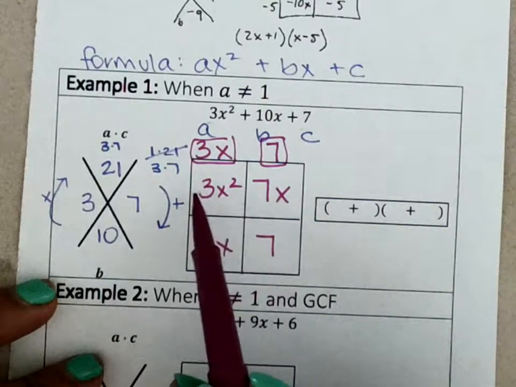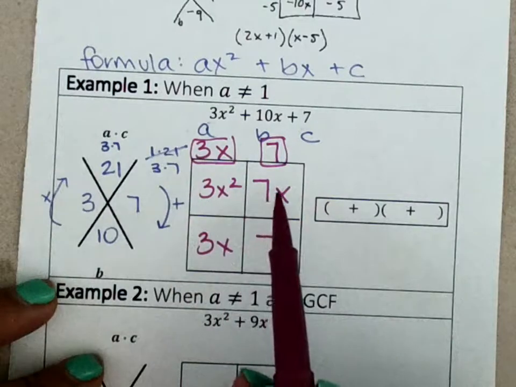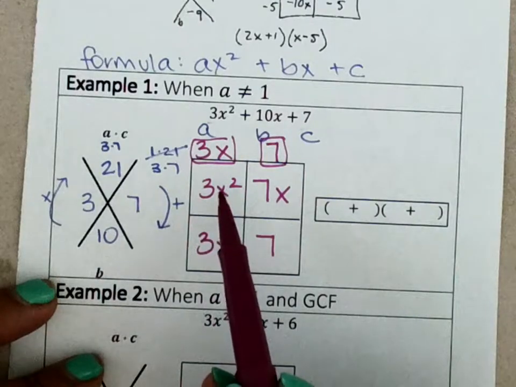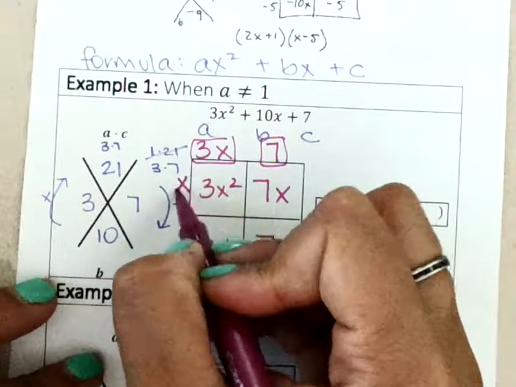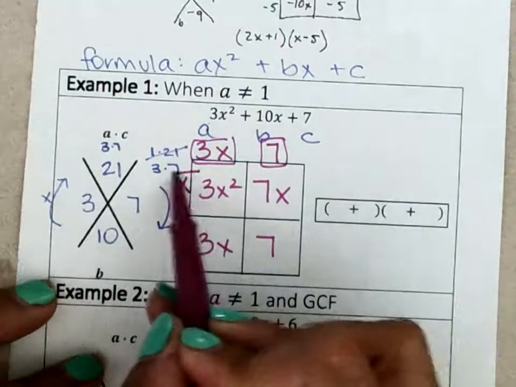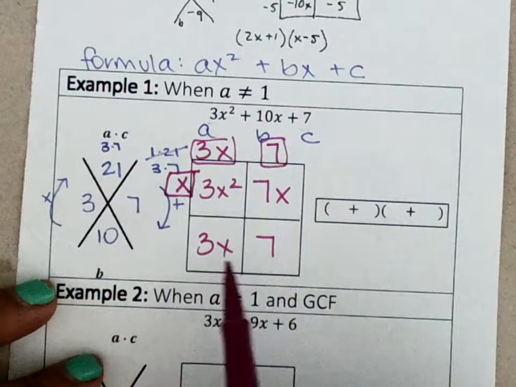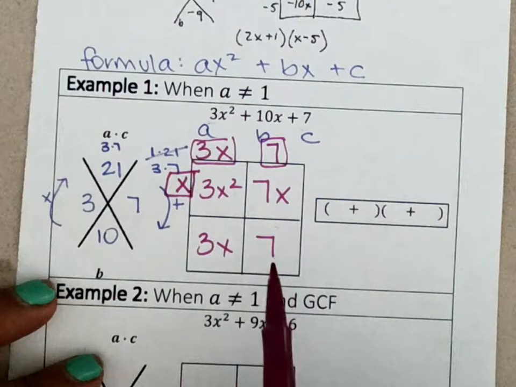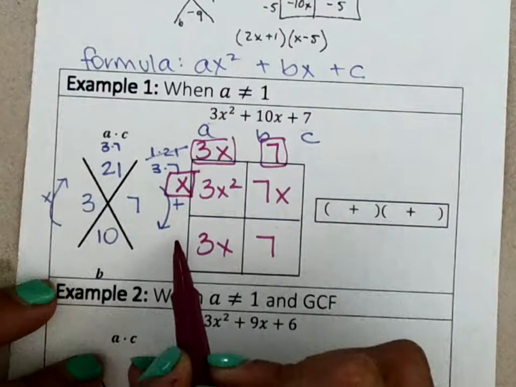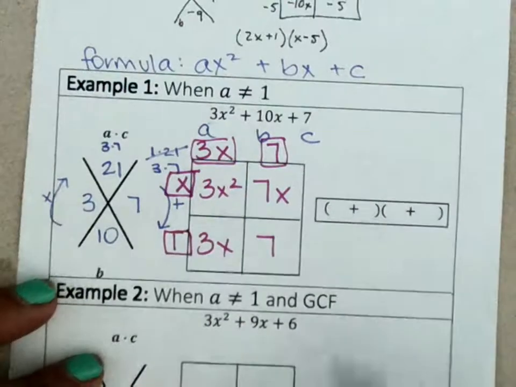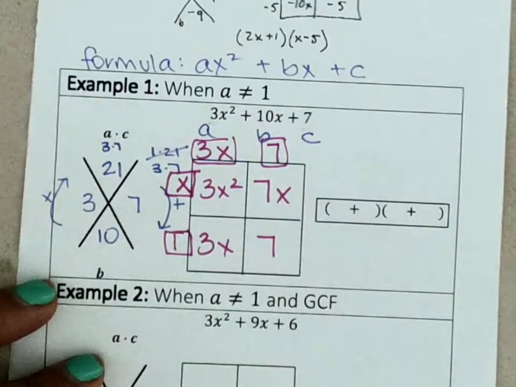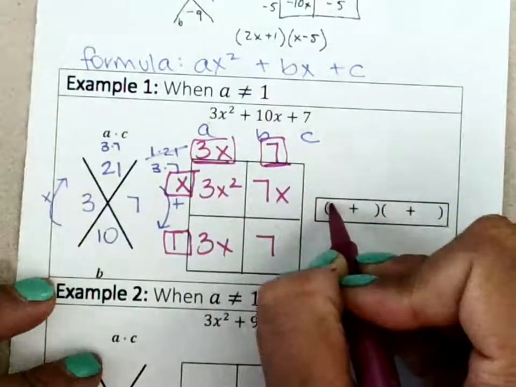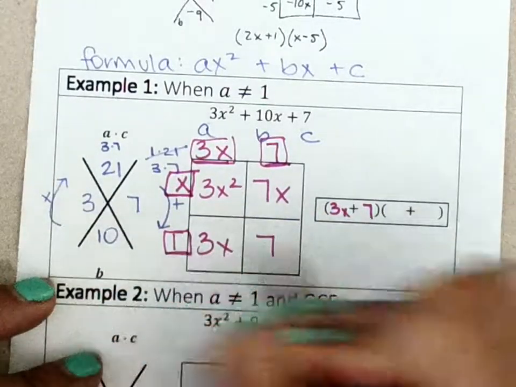We now need to pull out the greatest common factor from each row. In the top row, 3 and 7 have no numbers in common, so we can't pull a number out. But x squared and x means we can pull 1x out. 3x and 7 have nothing in common, so there's nothing that we can pull out, but we do need to finish the factor, so we're going to actually just pull out a 1, because 1 will go into 3x or 7 always. This gives us a final answer of 3x plus 7 and x plus 1.